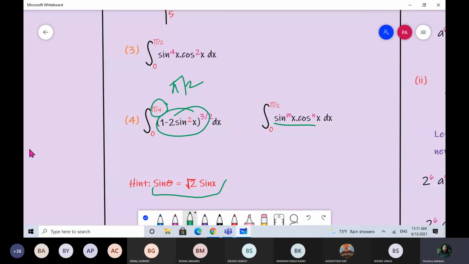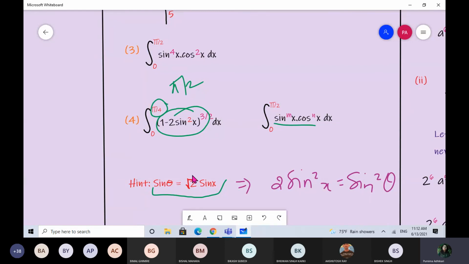2 sine square x, what does it imply? Squaring both sides, you will get 2 sine square x is equal to sine square theta. So 1 minus 2 sine square x becomes 1 minus sine square theta.